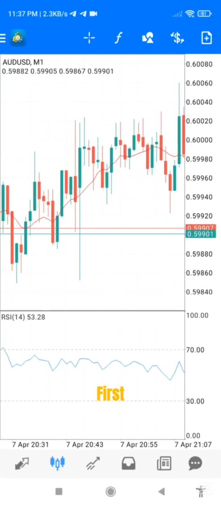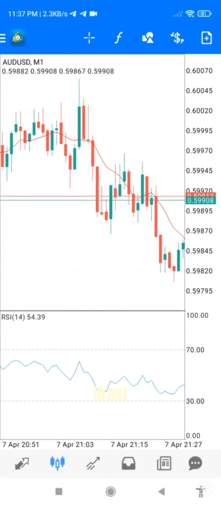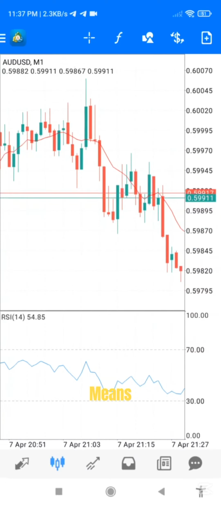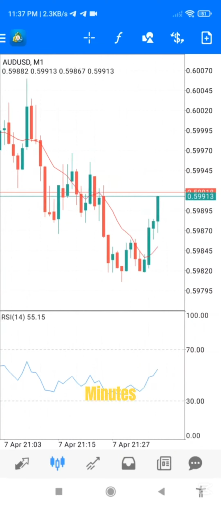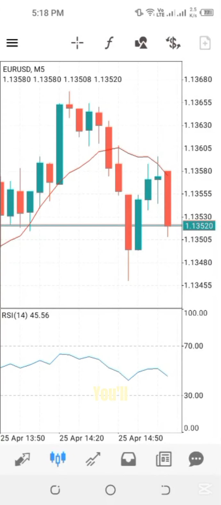Alright, first thing. This chart is from MetaTrader 4 Mobile, and we're looking at USD M5, which means each candle here represents 5 minutes of price movement. Now check out the candles. You'll notice blue-green candles and red candles. Here's what they mean. Blue-green candles show that the price has gone up during that 5-minute period. Buyers were in control. Red candles show that the price has gone down. Sellers were dominating during those 5 minutes.